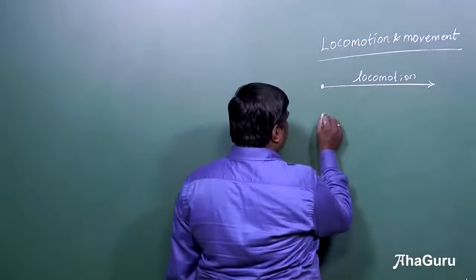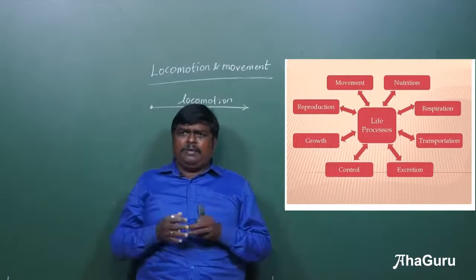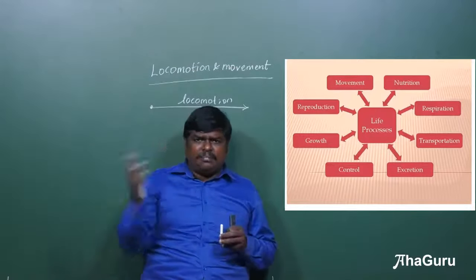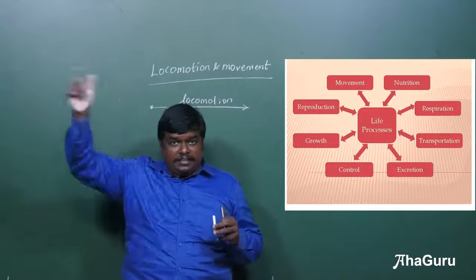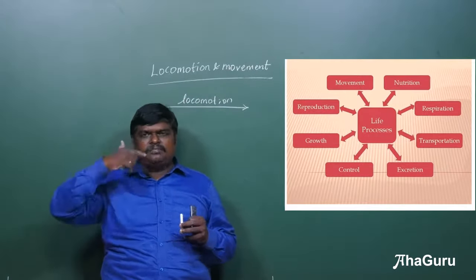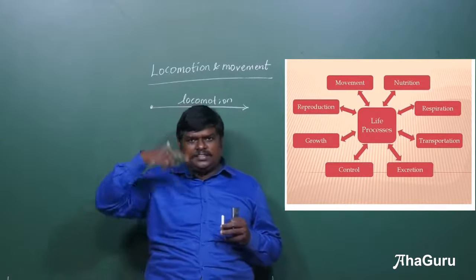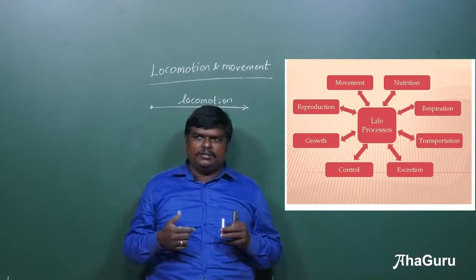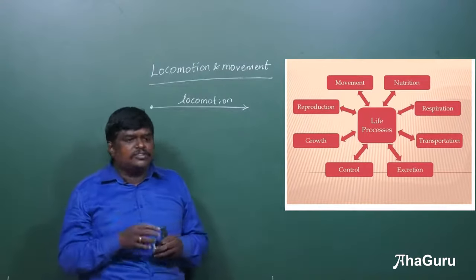Whereas movement is when an organism is confined to one place and shows some movement. For example, I am standing here, I'm waving my hand, that is a movement. I'm moving my lips, that is a movement. My eyes are flashing, that is a movement. So those movements are different from locomotion. That is also a life process.